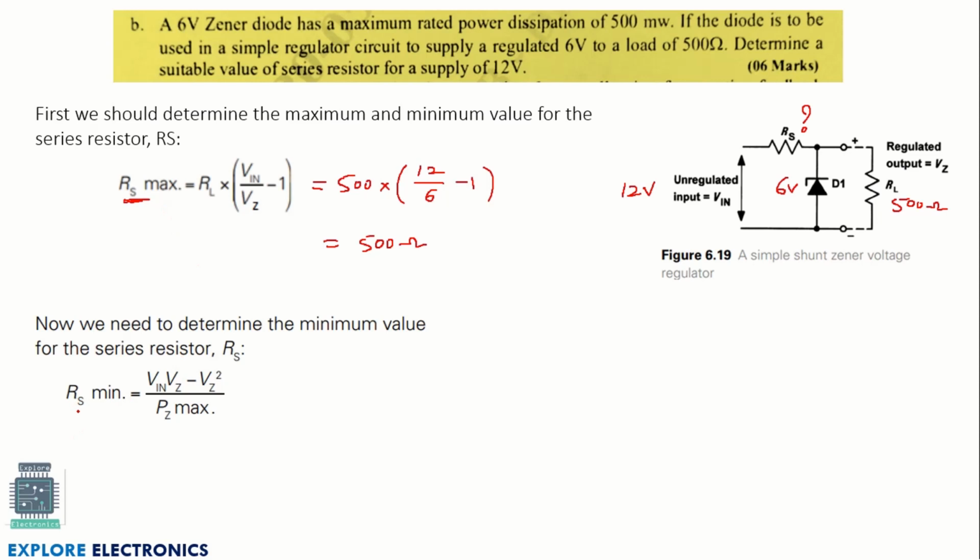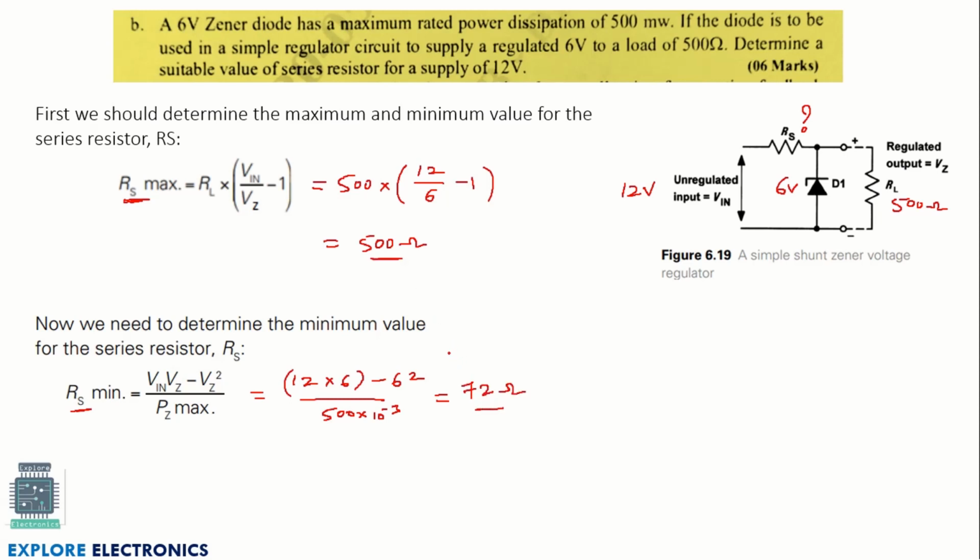And we have a minimum value of RS expression also: Vin into Vz minus Vz square divided by Pz max. So if you put the values for this, it is 12 into 6, where 12 is Vin and Vz is 6, minus 6 square divided by Pz max. They have given the maximum rated power dissipation as 500 milli, so I am going to write it as 500 into 10 raised to minus 3. It is milli. So if you solve this, it gives 72 ohms.